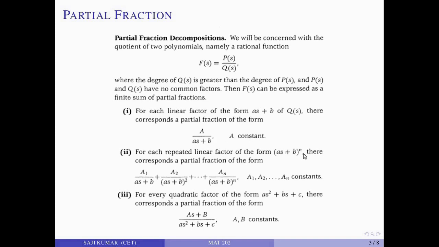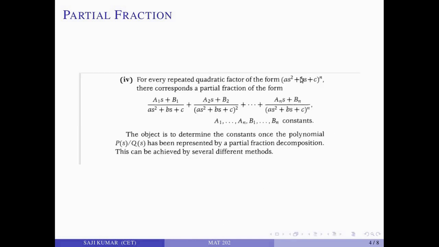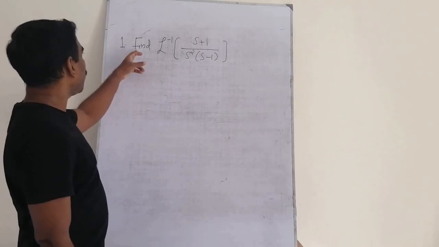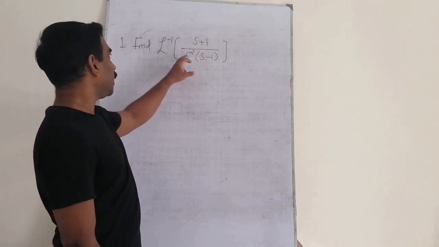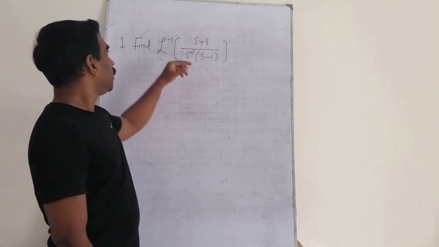For each repeated linear factor of the form (as + b)^n, the partial fractions are A1/(as + b) + A2/(as + b)^2 + etc. + An/(as + b)^n. For a quadratic factor as^2 + bs + c in the denominator, the corresponding partial fraction will be (As + B)/(as^2 + bs + c). For a repeated quadratic factor (as^2 + bs + c)^n, these are the corresponding partial fractions.